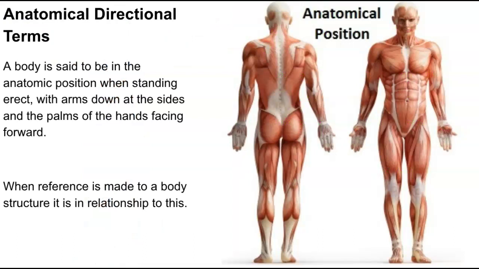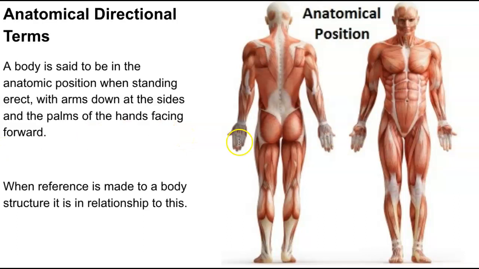Going into a different section, we're going to talk about anatomical directional terms. So the body is said to be in the anatomic position when standing erect with arms down at the sides and the palms of the hands facing forward. You can see in the visual here, this person is standing straight up and down, hands out to the side, palms facing forward. When reference is made to a body structure, it is in relationship to this.